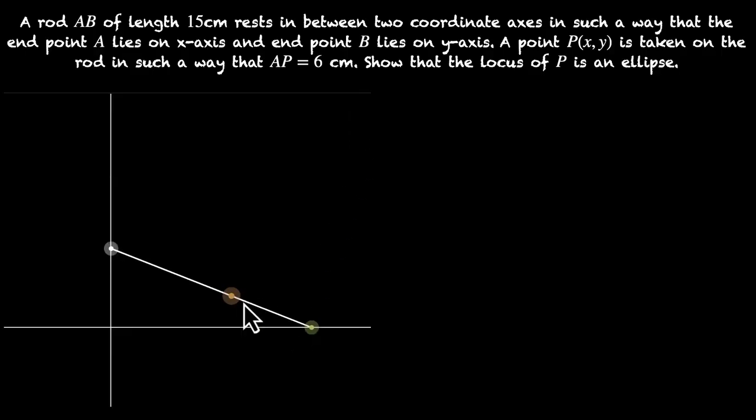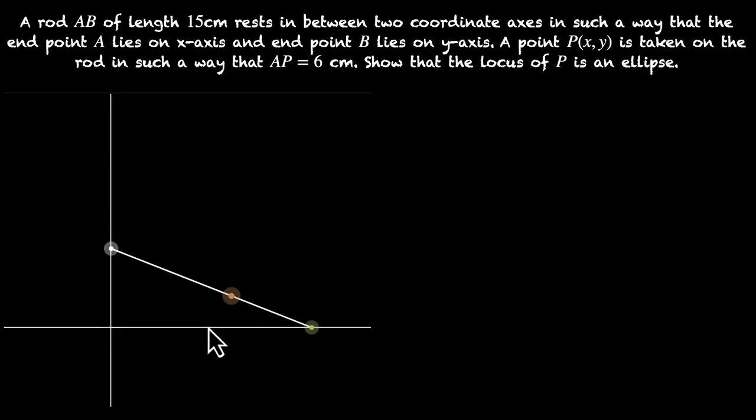Now there's this point P on this rod such that AP, this length, is 6 centimeters. So basically move along the rod 6 units from this point to get to this point. And we need to observe this point. When this rod moves, what's the path that this point is taking? The question says that we have to prove that the locus of P is an ellipse. When this point moves, it moves on the ellipse.